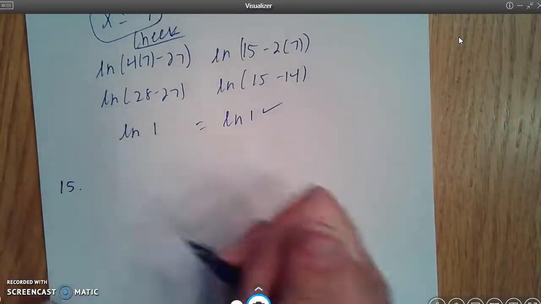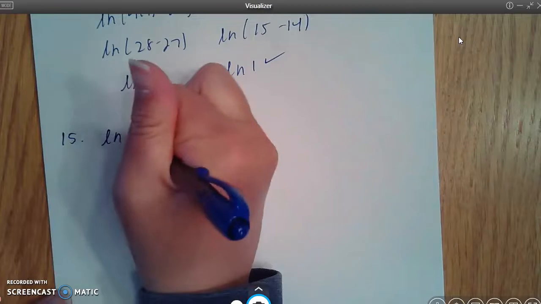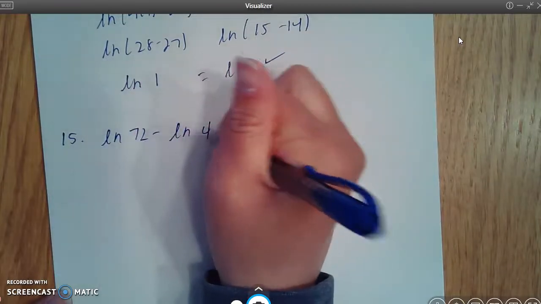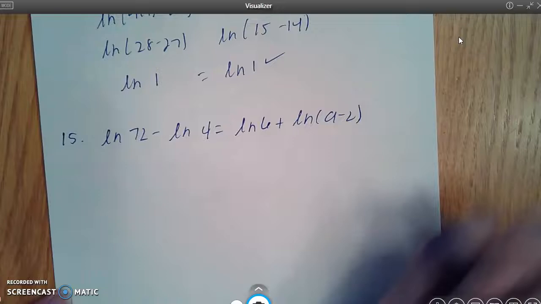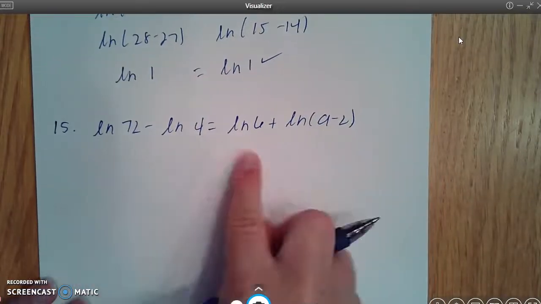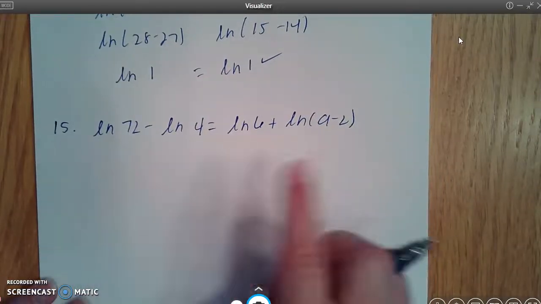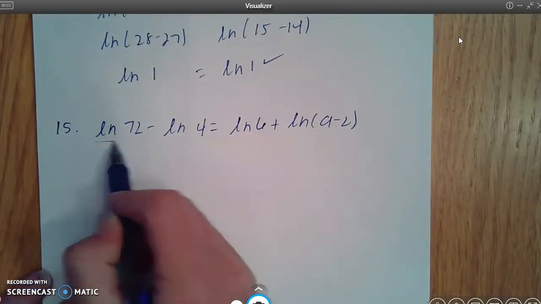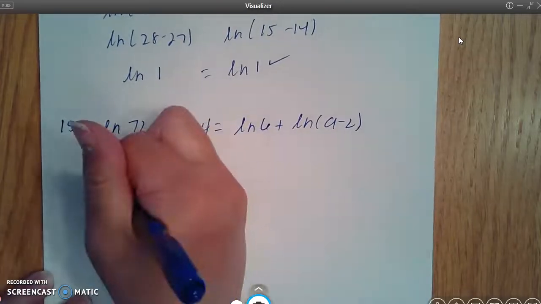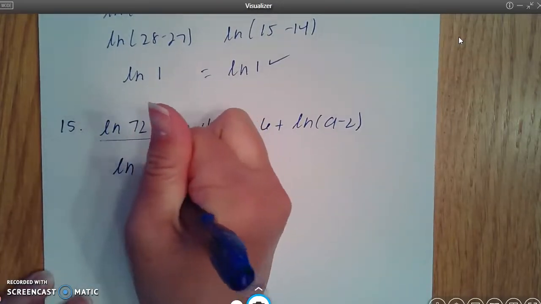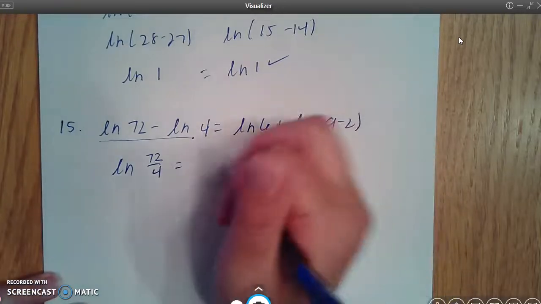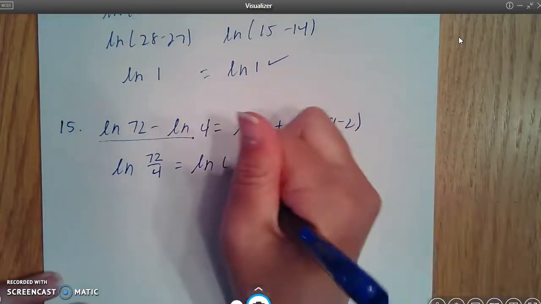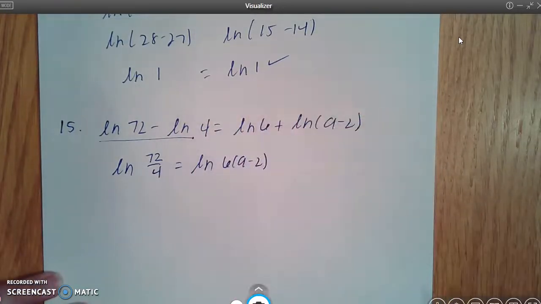All right, let's try number 15. We get natural log of 72 minus natural log of 4 is equal to natural log of 6 plus natural log of a minus 2. So if you notice, I have 4 logarithms. I can only have one on the left, one on the right. So in order to combine these, when you have subtraction, that means we would rewrite it as division. So you're going to get the natural log of 72 over 4. On the right side, when there's addition, you rewrite it as multiplication. You're going to get 6 times a minus 2.